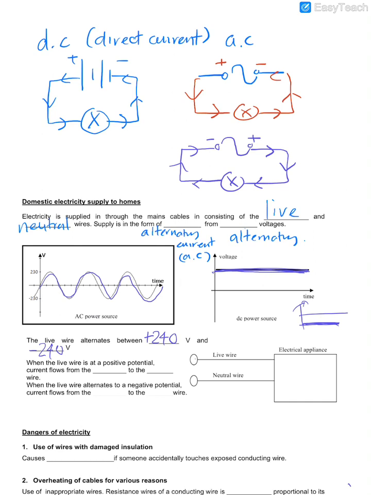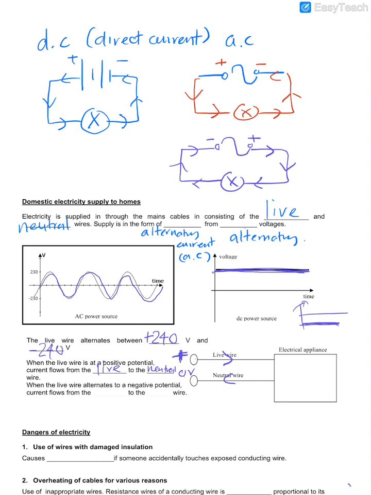Okay. Now we talk about how the current flows. When the live wire is at a positive potential, so this one is positive. Now you think common sense. Think neutral wire. What's the potential? Neutral. Guess what? Zero. So this is positive, this is 0 volts. Current flows from which wire to which wire? Live to neutral. Yes. Okay, live to neutral.